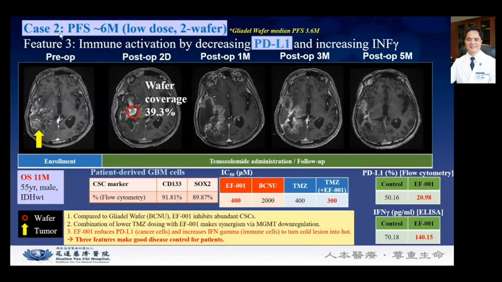This is another case, progression free for 6 months, low dose, two wafers. This is before surgery and after surgery. Because this is a very important motor area, we left more than 50% of the tumor there. And then we implanted the cerebral cord wafer. 5 months after, the tumor shrank.